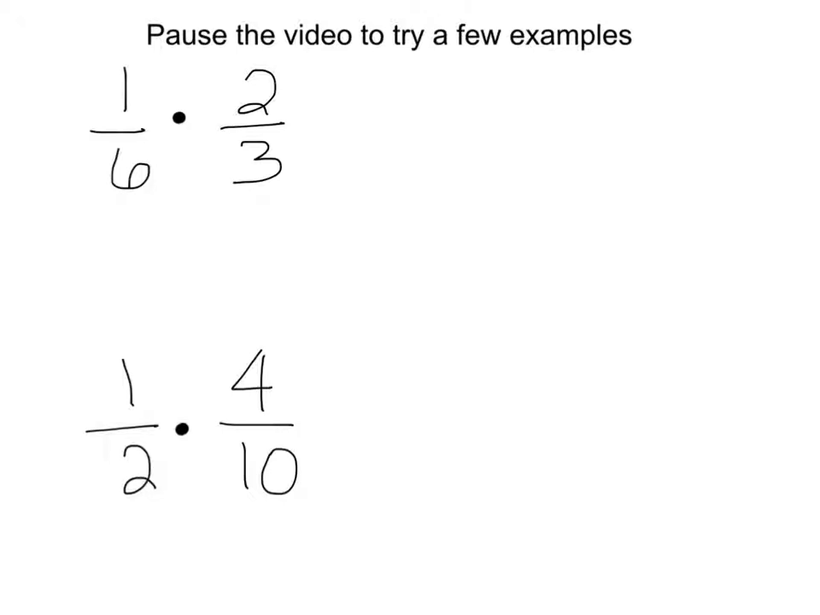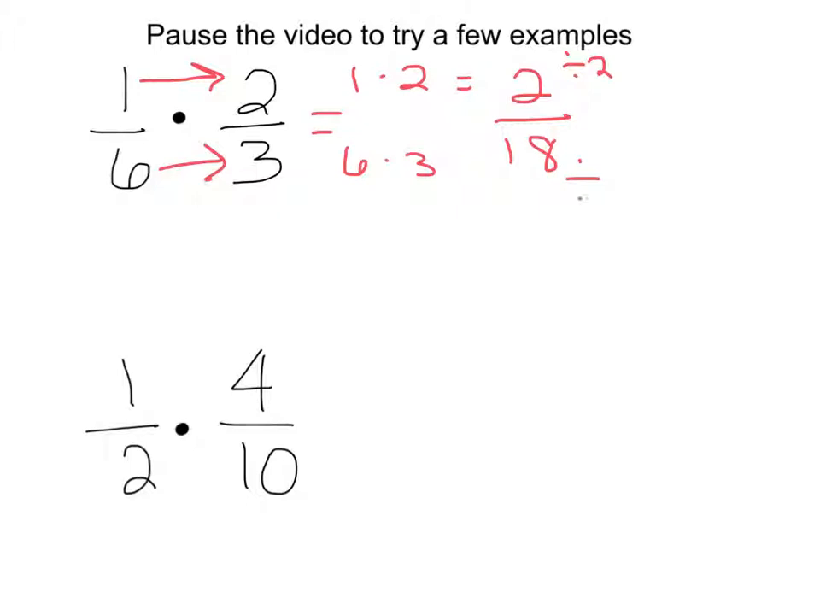Look at the first example, 1/6 times 2/3. If we multiply straight across, we multiply 1 times 2, which gets us 2, and we multiply 6 times 3, which would get us 18. So we have 2 over 18, but we always have to make sure that we write these in simplest form. If you divide the top and the bottom by 2, you get 1/9.